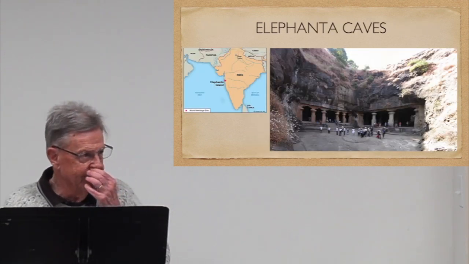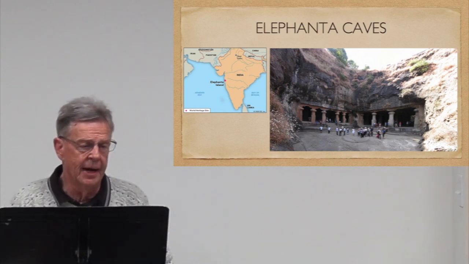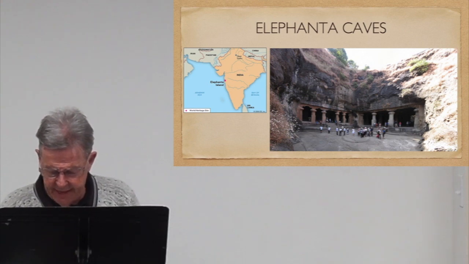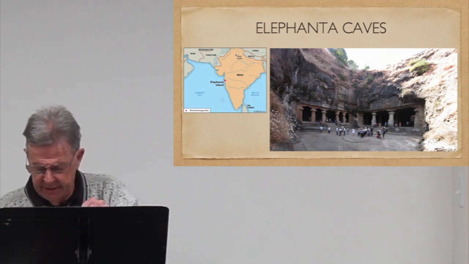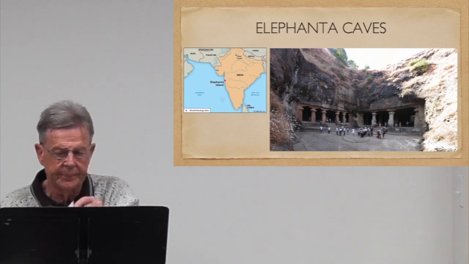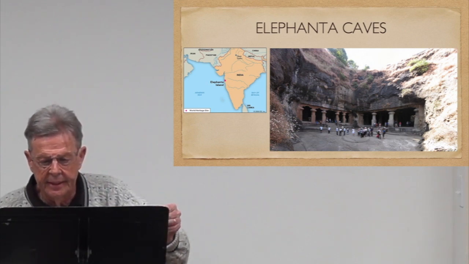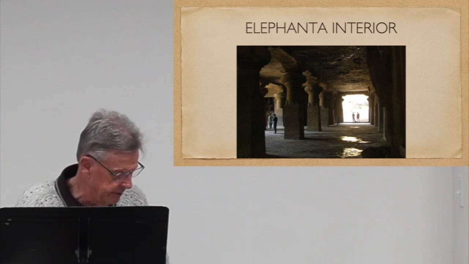These are very famous caves just outside of Mumbai. If you ever go to Mumbai, make sure you go to the Elephanta Caves. Again, they're a UNESCO World Heritage Site. They're on Elephanta Island, 6.5 miles east of Mumbai. So you take a boat out there. Consists of 5 Hindu caves and 2 Buddhist caves.